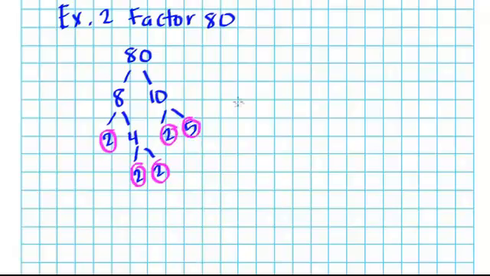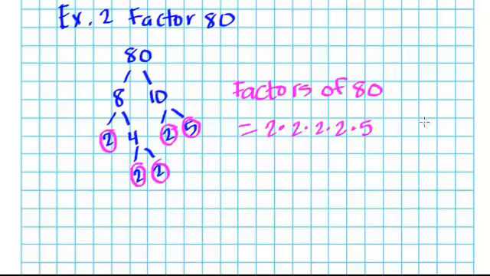so I'm done. So the factors of 80 are, well, I have 1, 2, 3, 4 2's. So I write 2 times 2 times 2 times 2. And then I have this 5, so now I write times 5. So factors of 80 are 2 times 2 times 2 times 2 times 5. And when I multiply these 5 digits out, I get 80 once again.